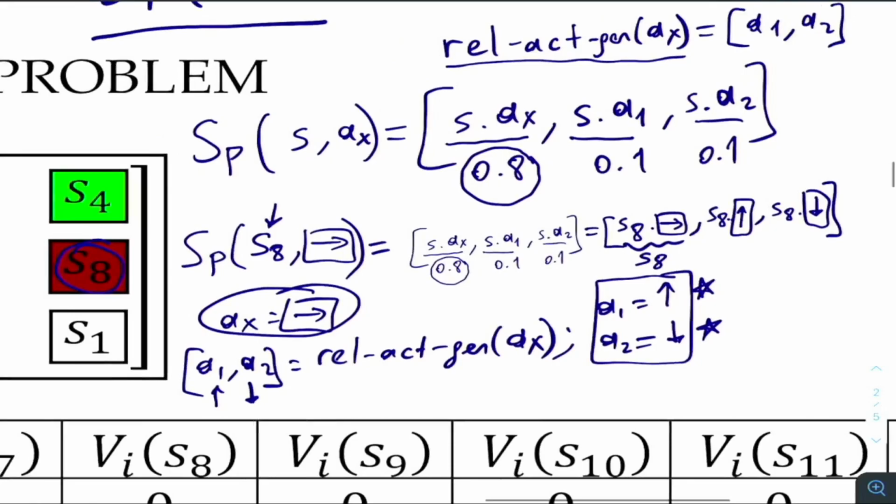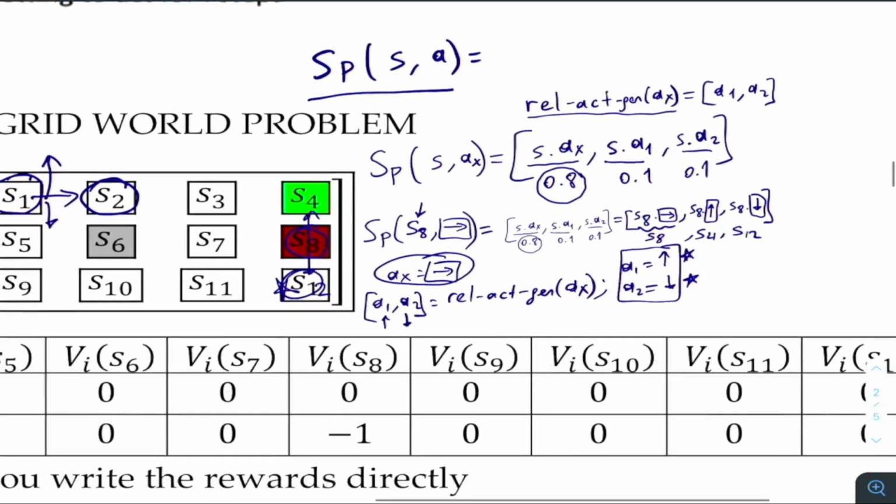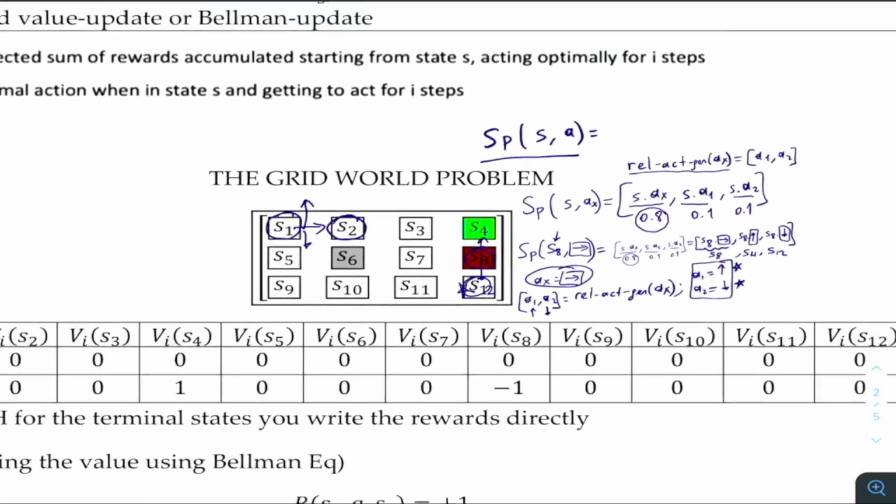Okay, what is S8 dot up? It is here, S4. What is S8 dot down? It is here, S1. I'm sorry, S12. S12. Okay, that's a typo. I mean, really annoying. Anyway, I was trying to make everything correct. I tried really hard not to make any typo. However, yeah, this is life.